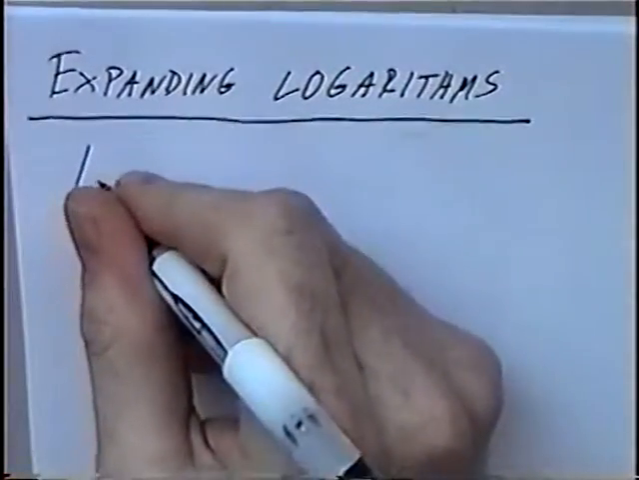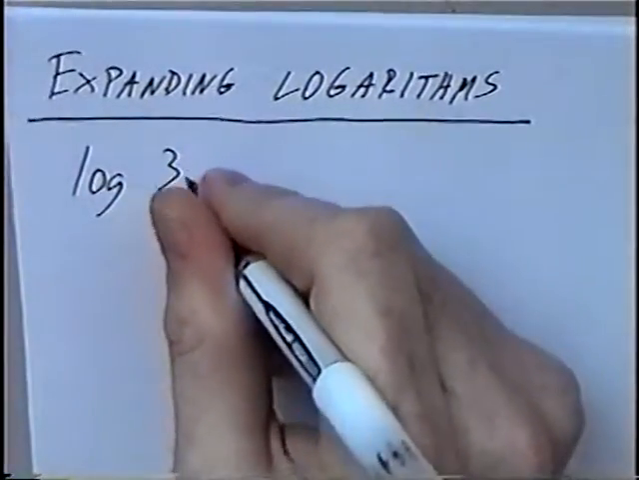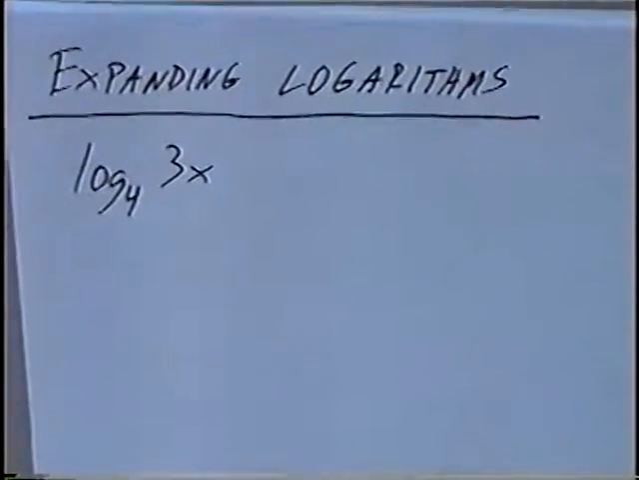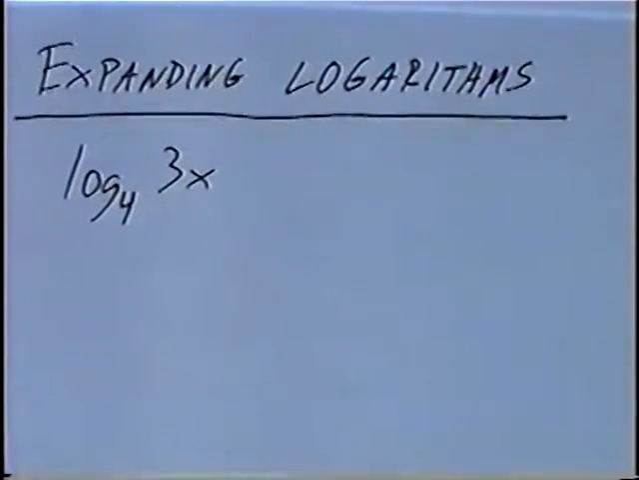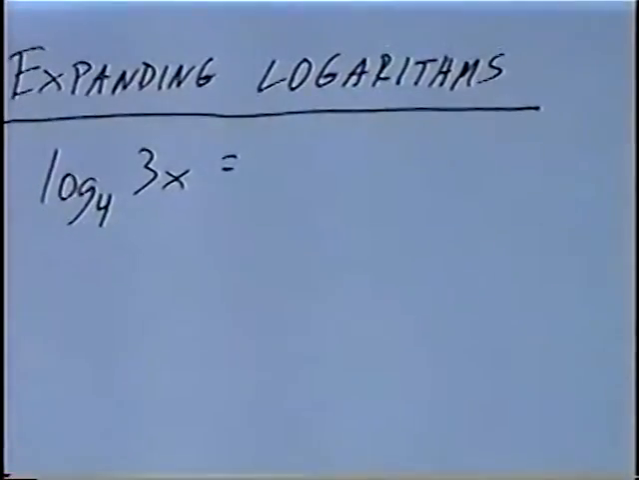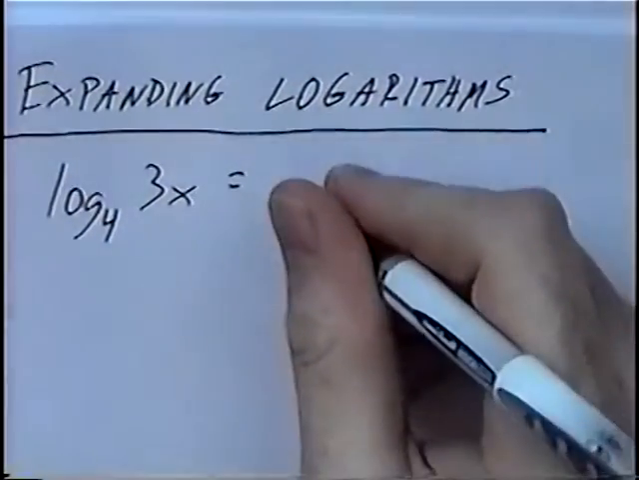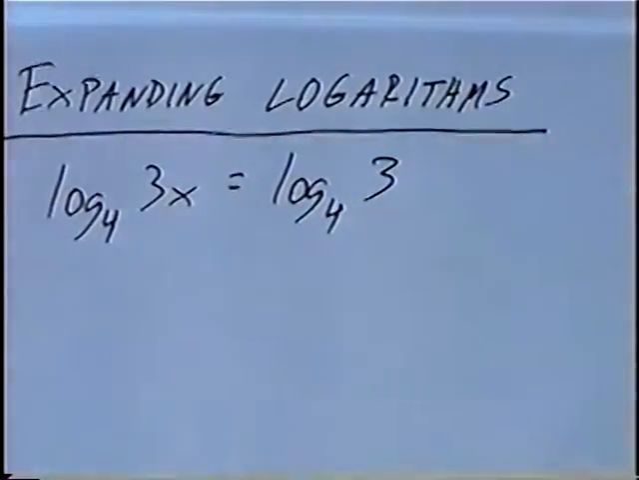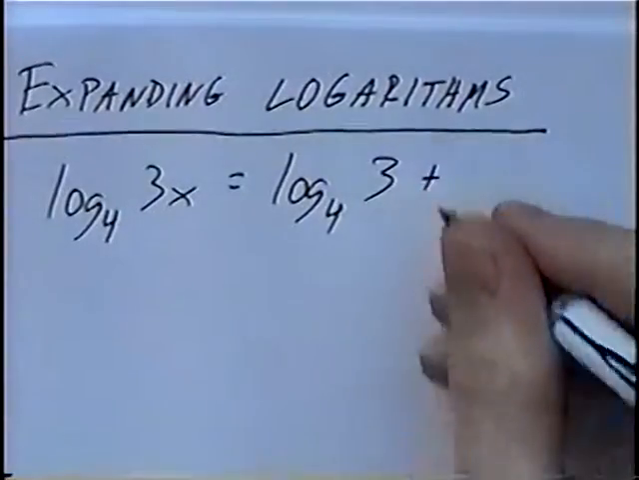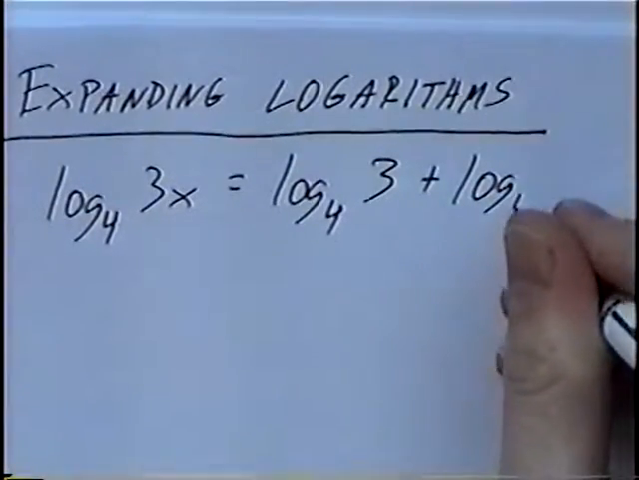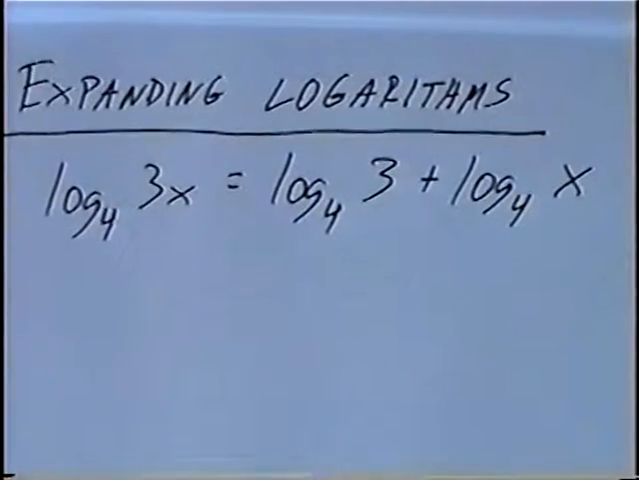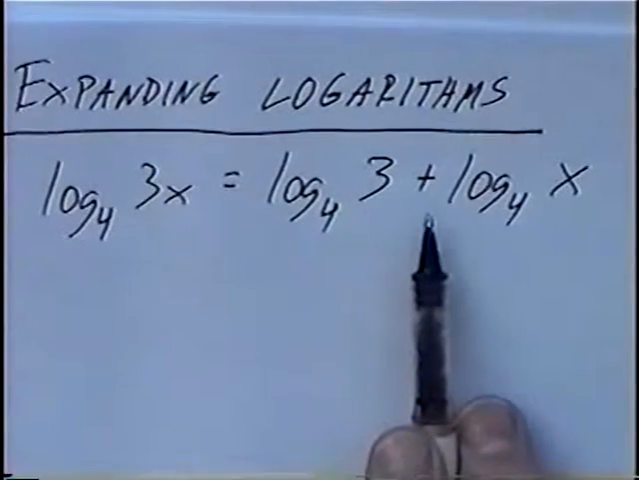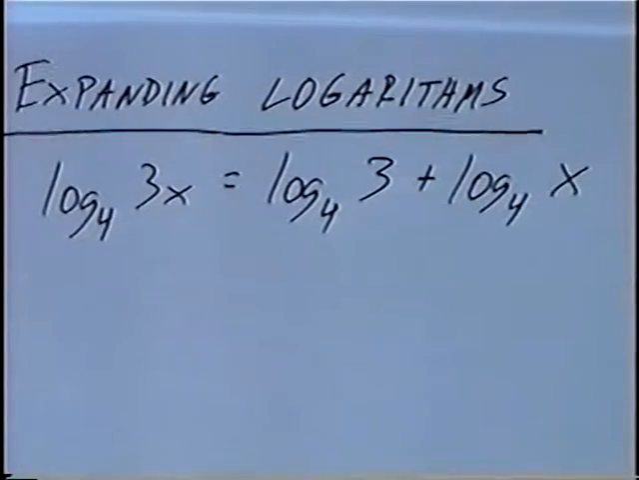First question is log 3x base 4. This logarithm has a multiplication inside, 3 times x. Looking back at the properties of logarithms, multiplication we can change to two logs. We'll have log with the base 4, 3. And instead of times x, we'll add to that a second log with the same base with x on the inside. So log 3x base 4 is equal to log 3 base 4 plus log x base 4.